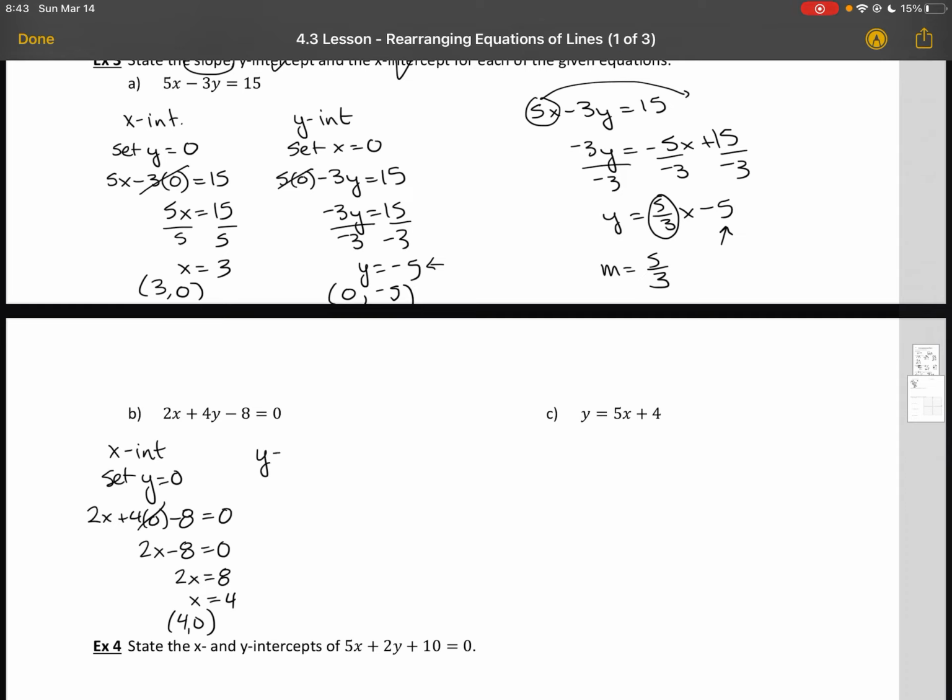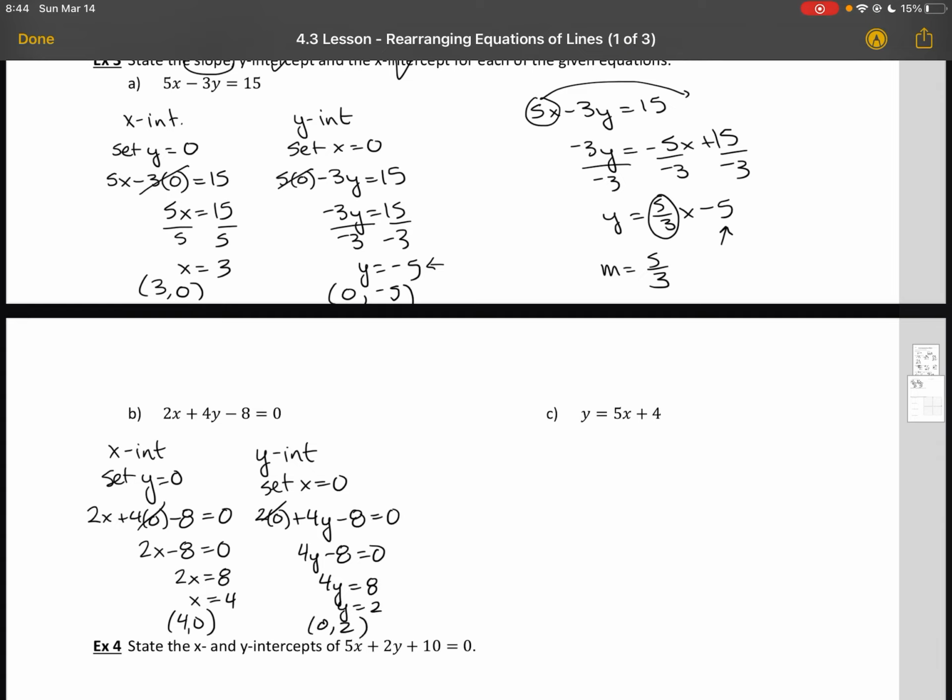Now I can repeat for my y-intercept by setting x equal to 0. So that gives me 2 times 0 plus 4y minus 8 equals 0. 4y minus 8 equals 0 because my first term is eliminated. And then I'm solving that equation for y, which gives me y equals 2.